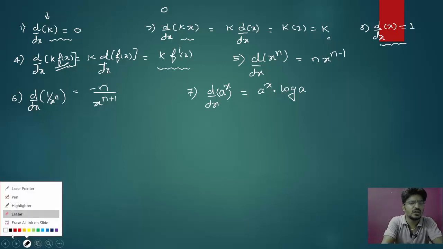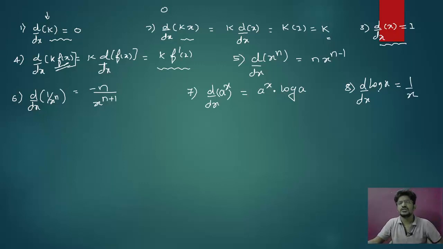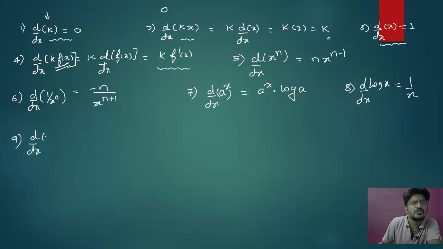Quickly I will go for the 8th formula. See the 8th formula. D by dx of log x, that is 1 by x. Okay. So differentiation of log x is 1 by x. No problem. You can't take any formula here. Sorry, any problem here. You directly remember that differentiation of log x is 1 by x. To take the 9th one, d by dx of root x, that will be 1 by 2 root x.